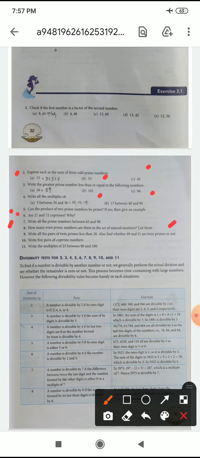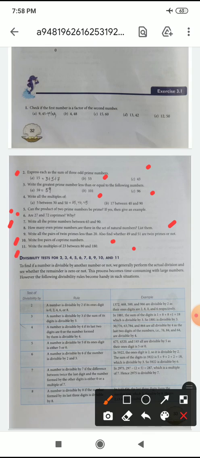9 number. Write all the pairs of twin primes less than 20. Also find whether 49 and 51 are twin primes or not. Children, these pairs you prepare yourself and 49 and 51 both are composite numbers. They are not prime numbers. So, they are also not twin primes. Then 10 number. Write 5 pairs of co-prime numbers. Co-primes you can write 2, 3; 3, 4; 5, 6; 7, 8; 11, 13.